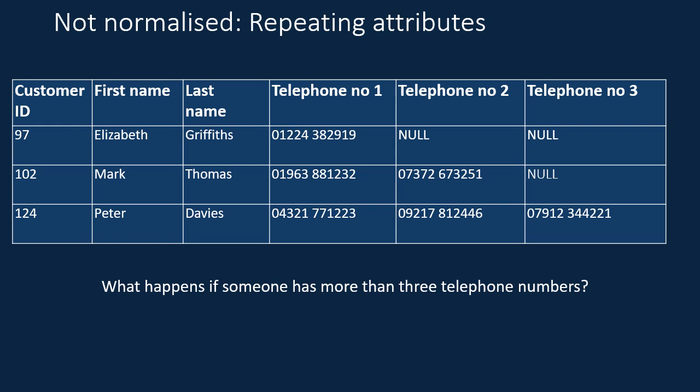For example, if you only have one telephone number for a customer, the remaining two telephone numbers are not going to have values. On the other hand, what happens in a scenario where a customer has more than three telephone numbers? Then we've got a bit of a problem. We're going to have to rearrange and re-establish our database.